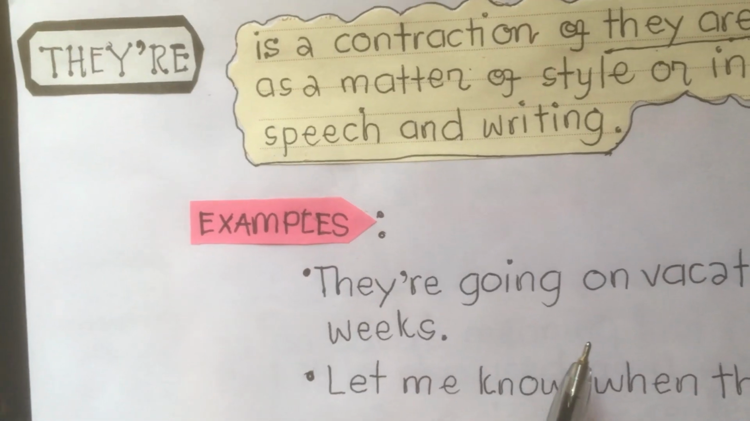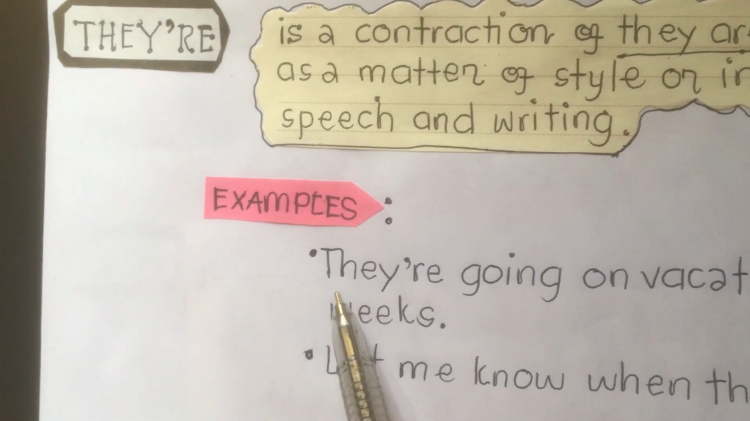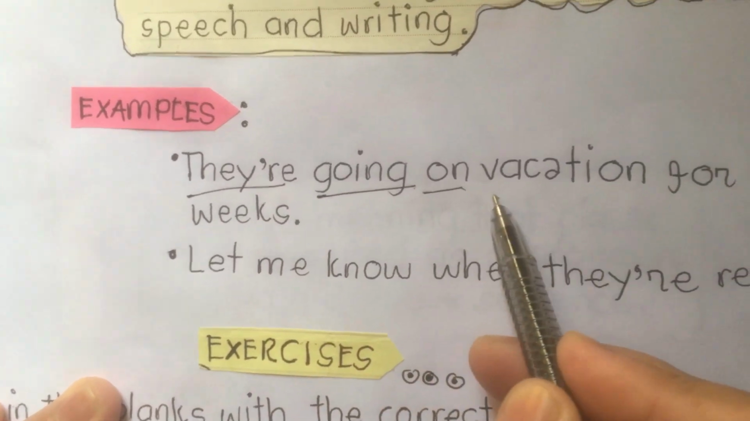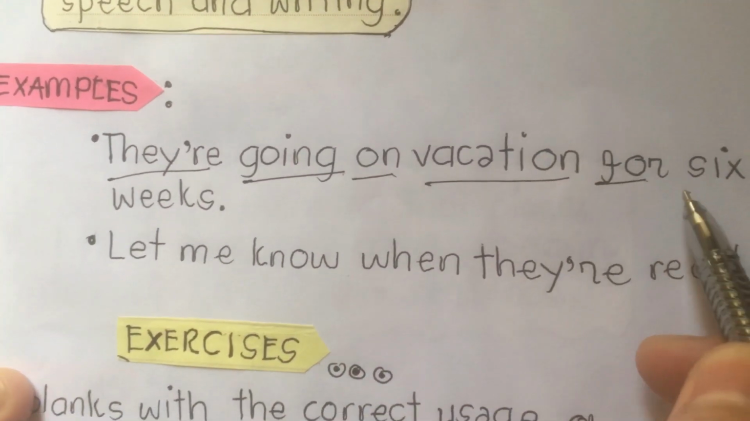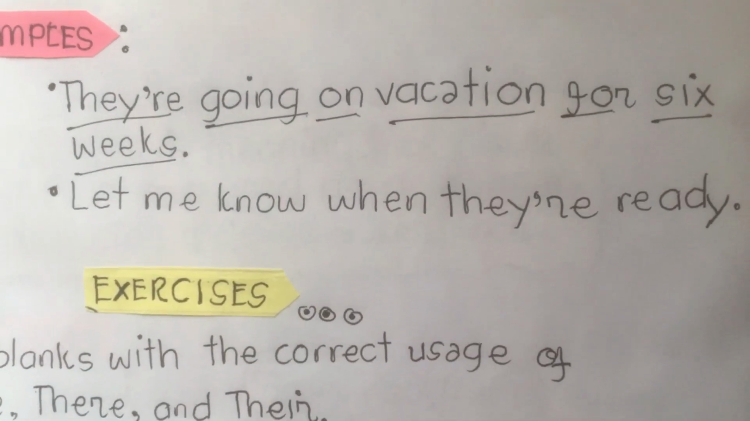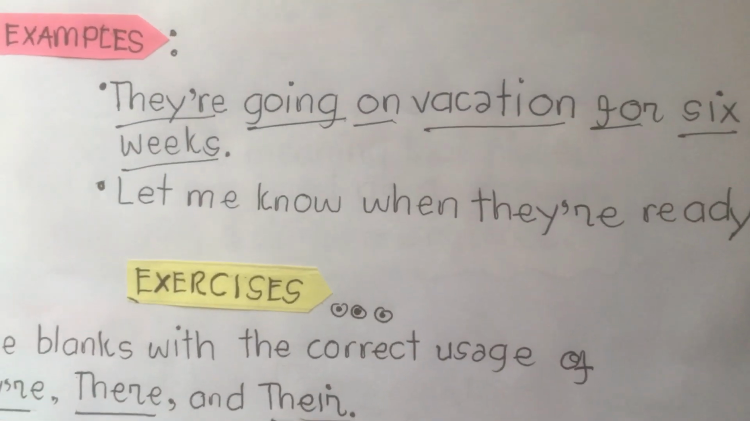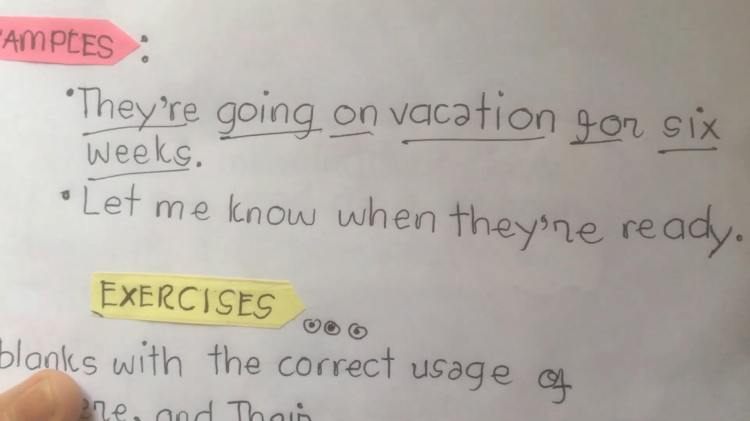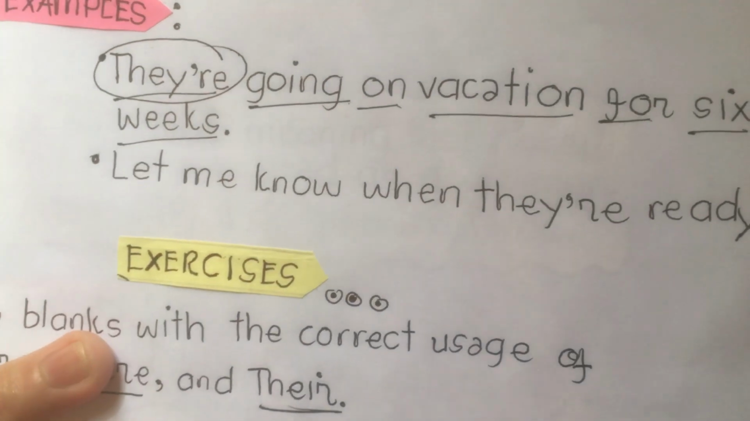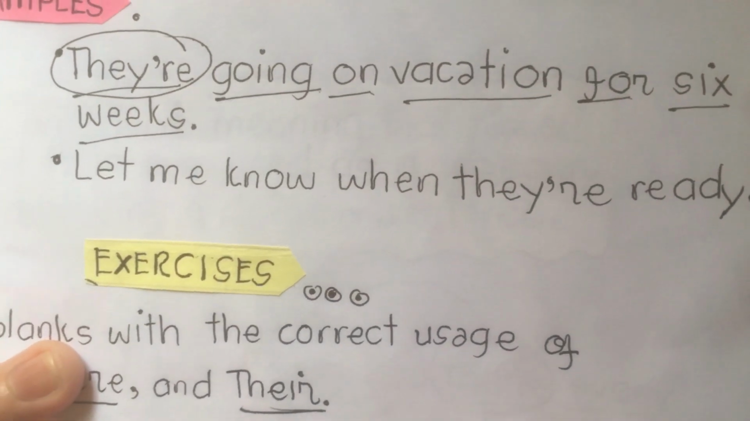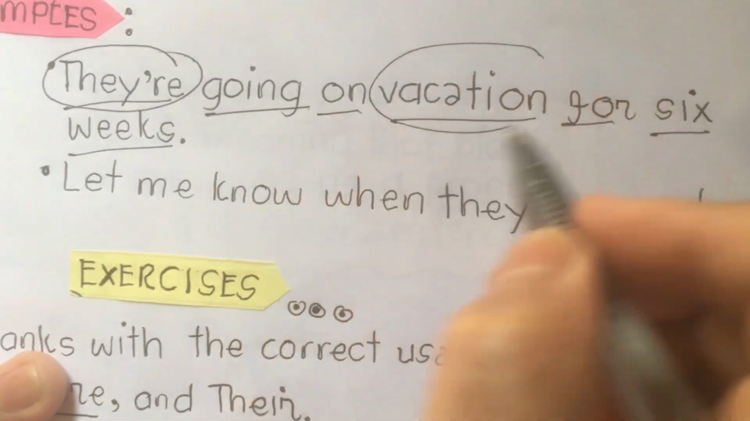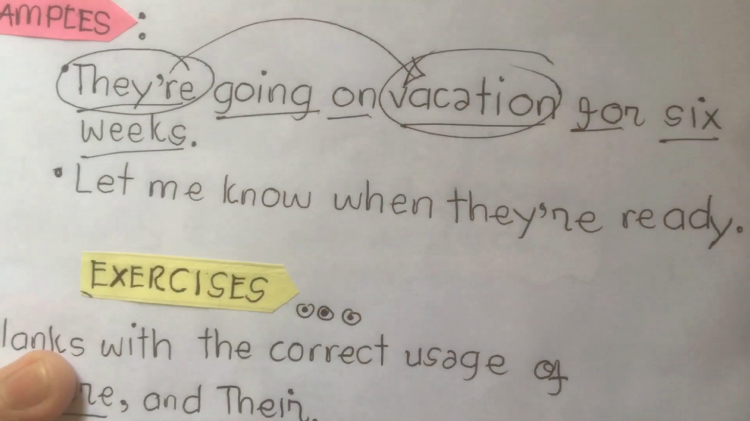Examples: they are going on vacation for 6 weeks. Six weeks is almost 2 months. We are going to emphasize the contraction form of they are. So they're going on vacation for at least 6 weeks. That's pointing it out.